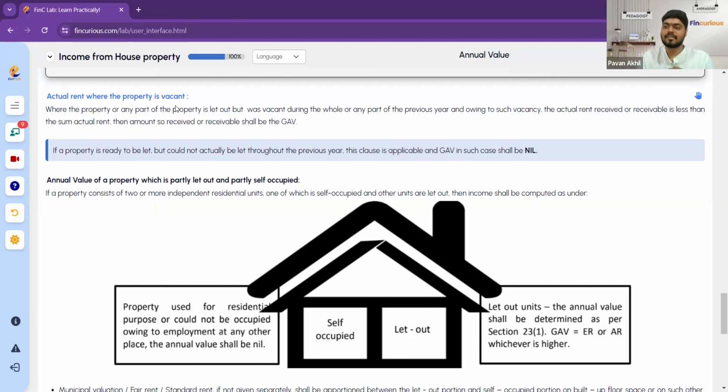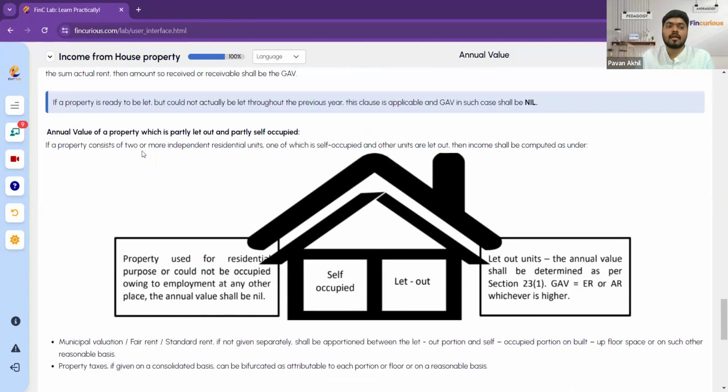You are not receiving any income. So if the property is ready to be let out, but you could not actually get the income from that particular house, then what happens? The gross annual value would be nil. Obviously, right? If you receive the money, then only it is considered as income. If you're not even receiving money, that is not considered as income, and therefore gross annual value shall be nil.